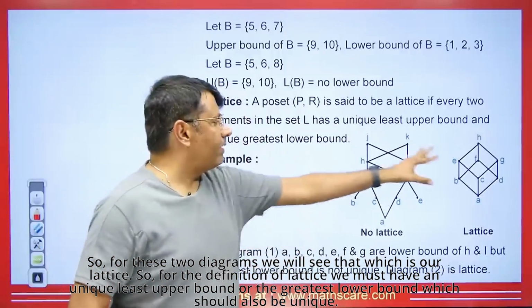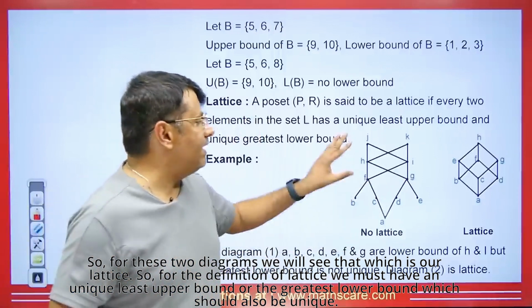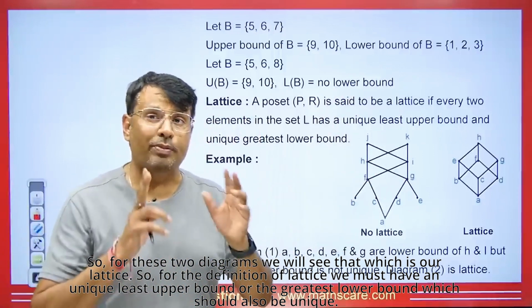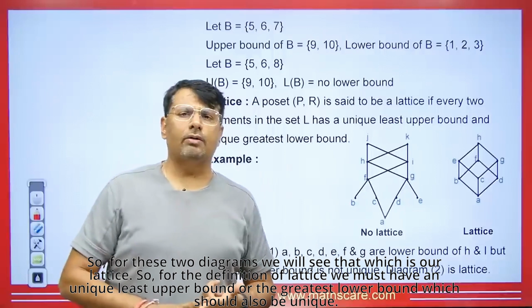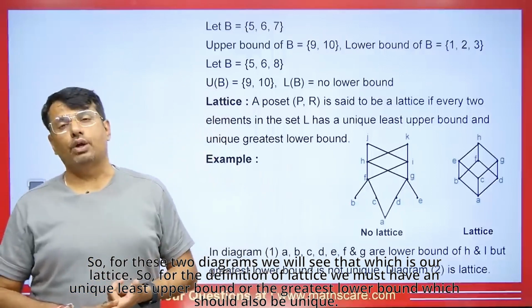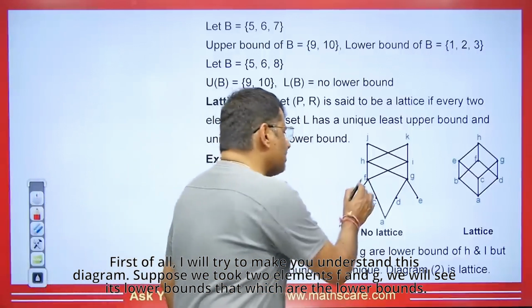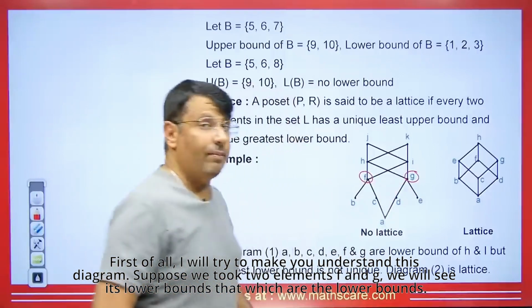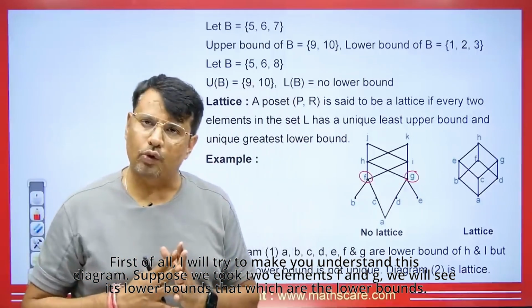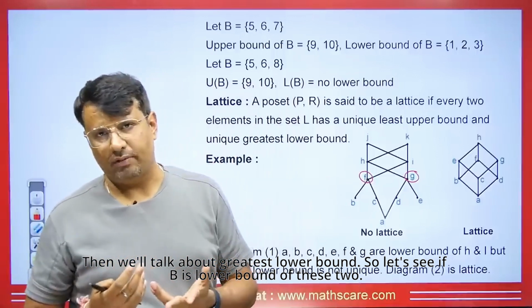So, for these 2 diagrams, we will see which is our lattice. For the definition of a lattice, we must have a unique least upper bound or greatest lower bound. First of all, I will try to make you understand this diagram. Suppose we took two elements, f and g. We will see their lower bounds, then we'll talk about the greatest lower bound.